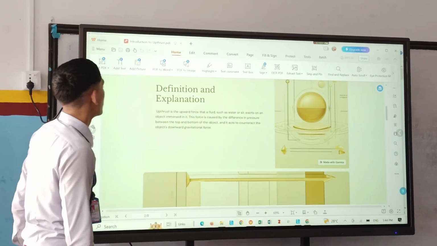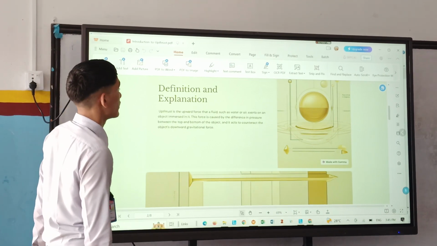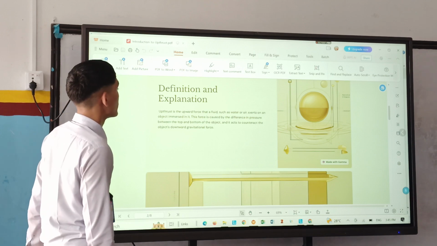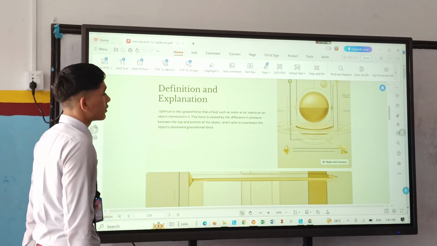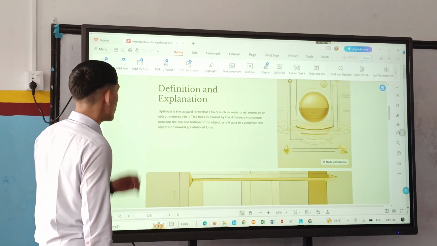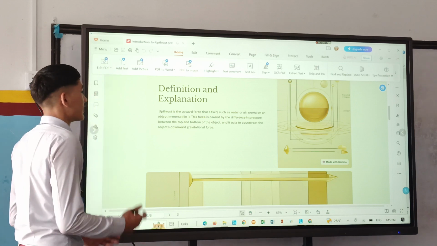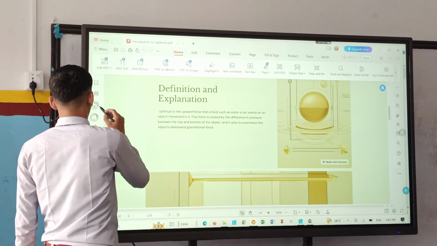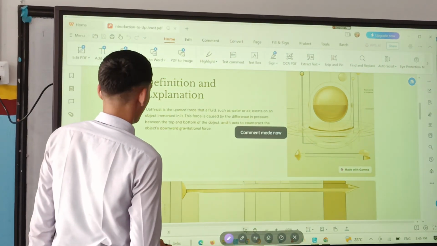Definition and explanation. Upthrust is the upward force that a fluid such as water or air exerts on an object immersed in it. This force is caused by the difference in pressure between the top and bottom of the object, and it acts to counteract the object's downward gravitational force. Upthrust is upward force. Underline that and then show that. It will be better. Yes, highlight.